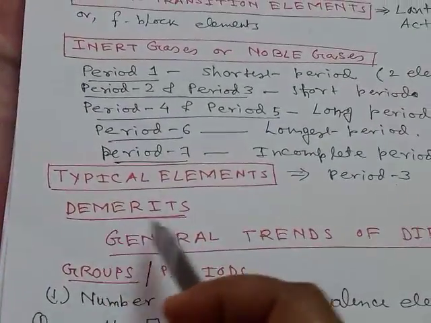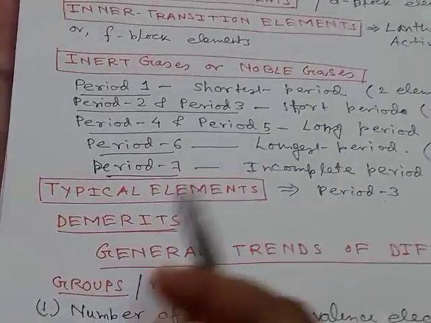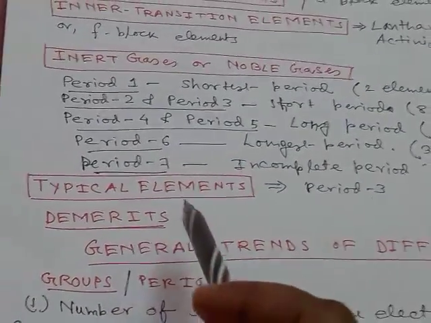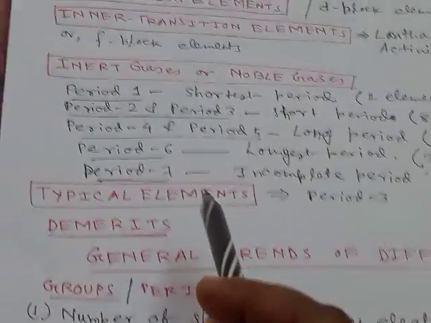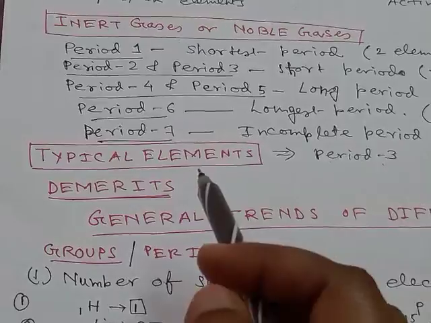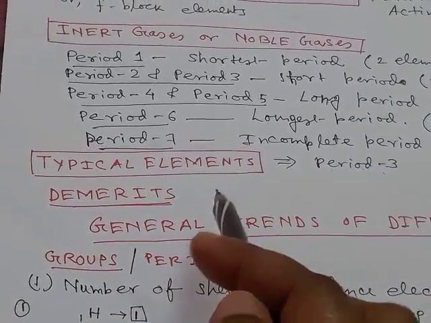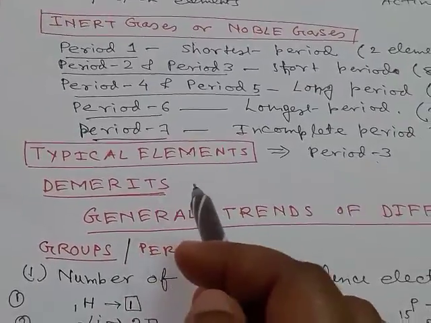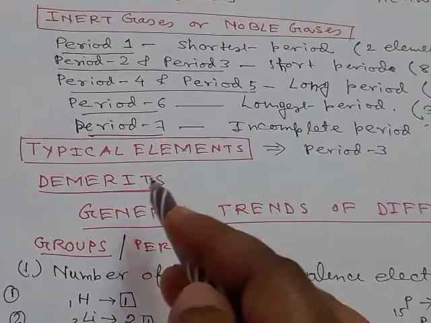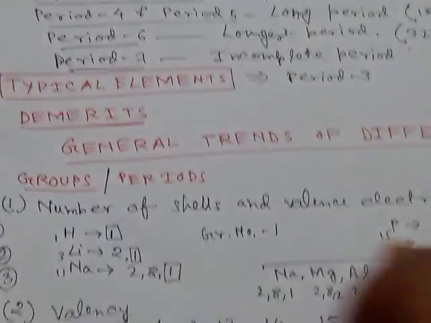Now demerits of Mendeleev's periodic table. There is confusion about the position of hydrogen. Hydrogen can be placed at 1A as well as at 7A. Another demerit of this periodic table is that the transition elements and inner transition elements, that is lanthanides and actinides, are placed at the same position.